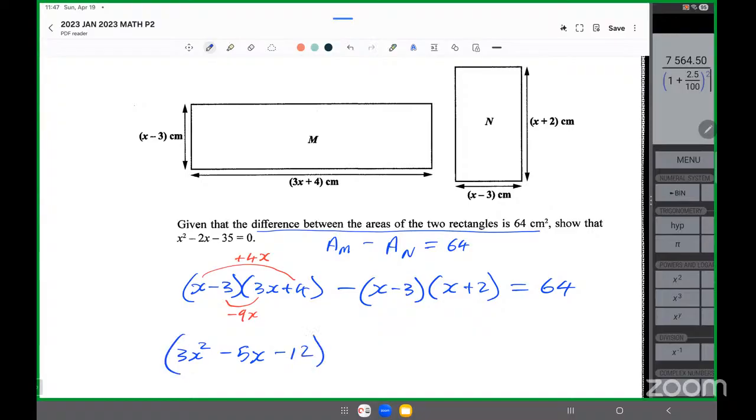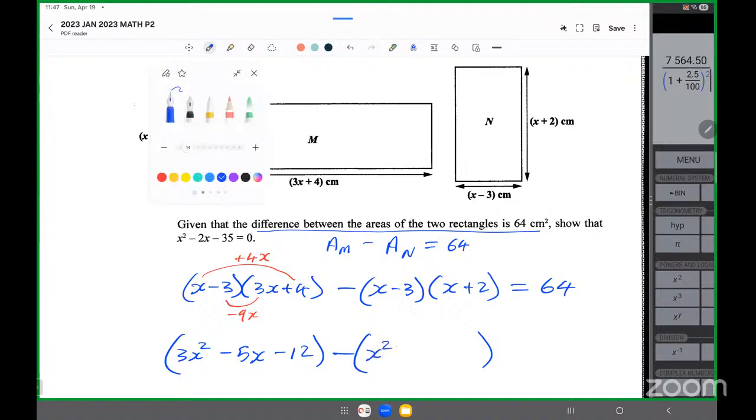That's what you get when you expand that bracket. Minus, now expand these two, but you're subtracting everything, so be careful with the minus. So expand that side now. Again, this time, this is x squared: x times x is x squared. Then the middle term again.